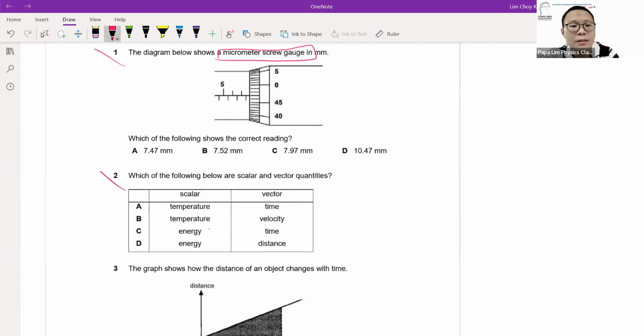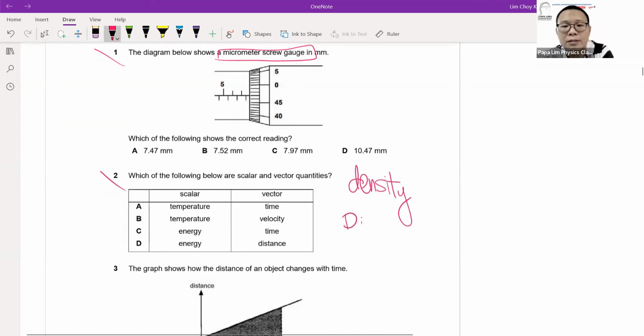Now, other examples of scalars that we commonly use in other papers would be density. Of course, we have the usual suspects: distance, speed. All these are scalars. After that you have time. Time is one of them when you talk about scalars. As for vectors, the usual suspects would be velocity, acceleration, force. All these are the usual quantities that you see as examples of vectors.